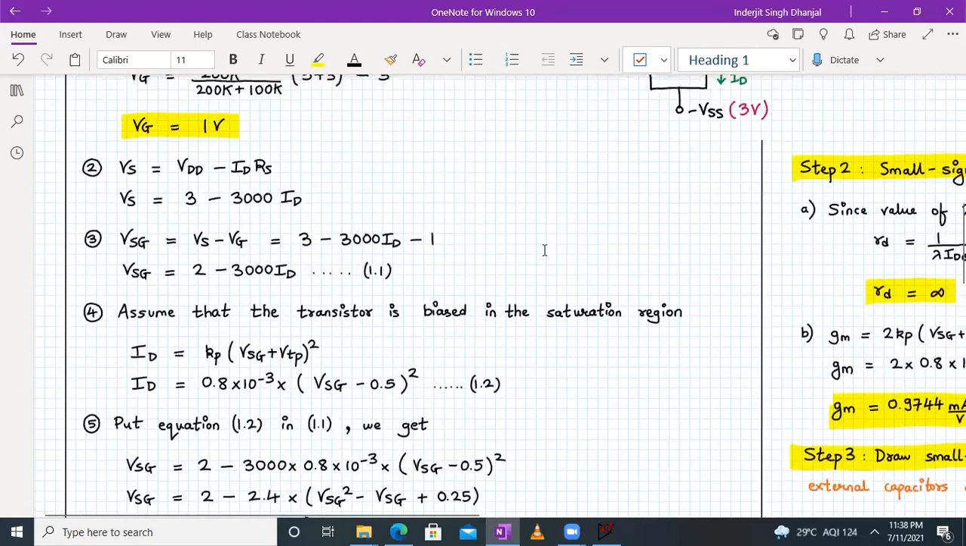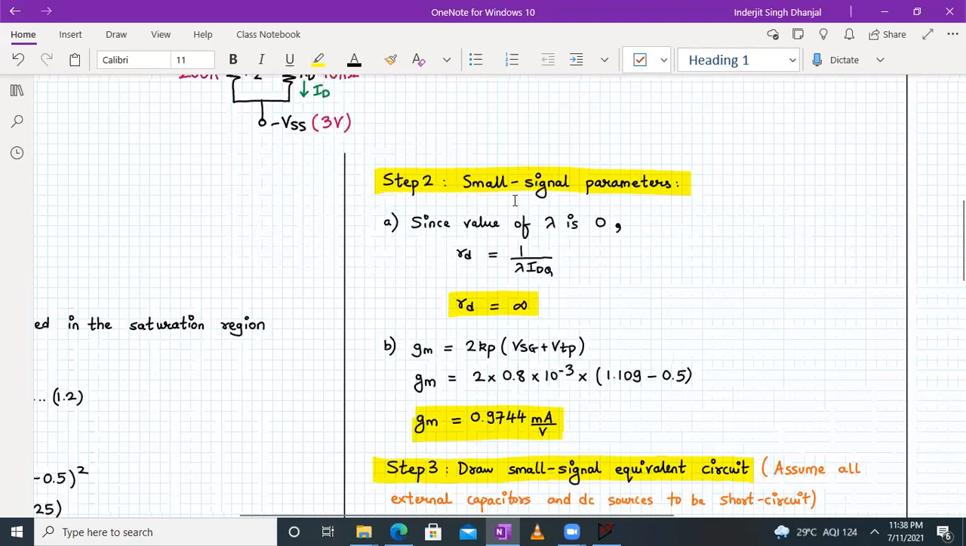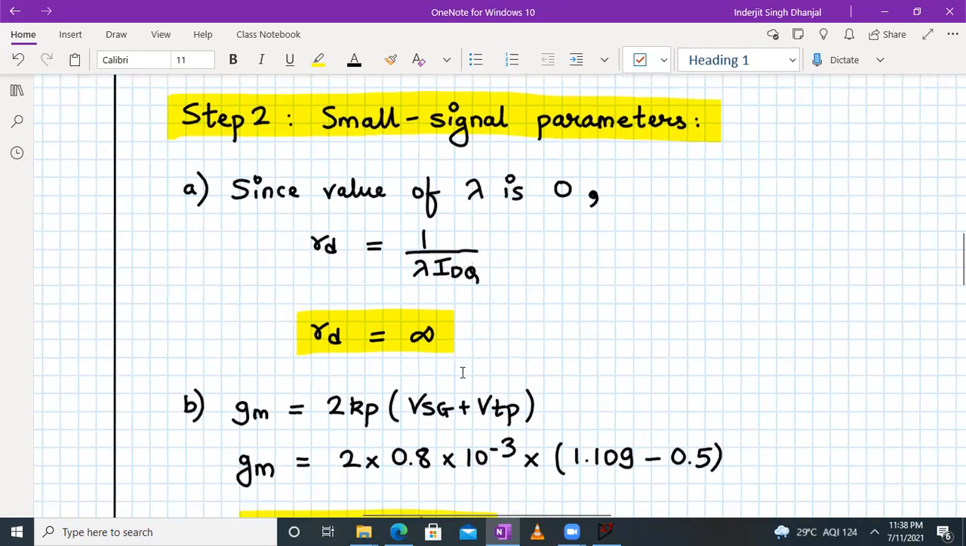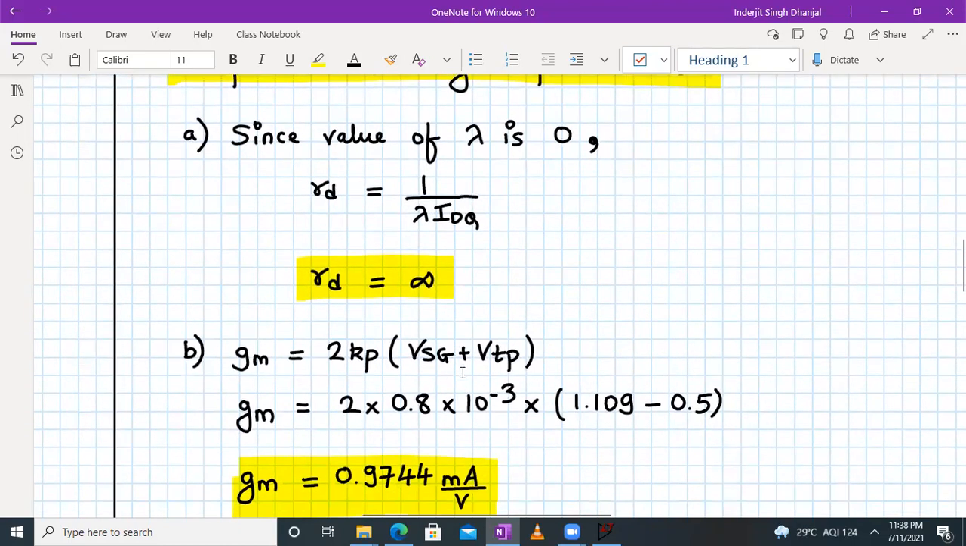Now let's go to step number 2, the calculation of small signal parameters. Since in our numerical the value of lambda is given as 0, the value of RO or RD will be given by 1 upon lambda into ID. Since lambda is 0, RD will be infinite. What does that mean? That means that in the small signal model of the MOSFET, RD will not be present, because infinite resistance is represented by an open circuit.